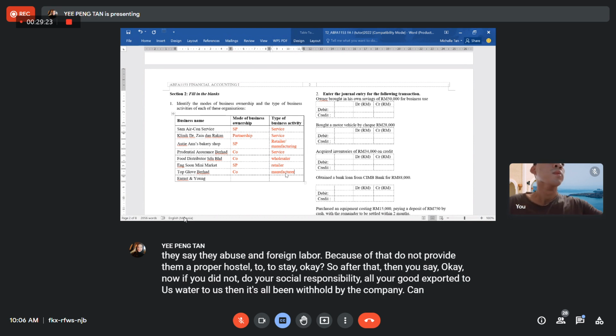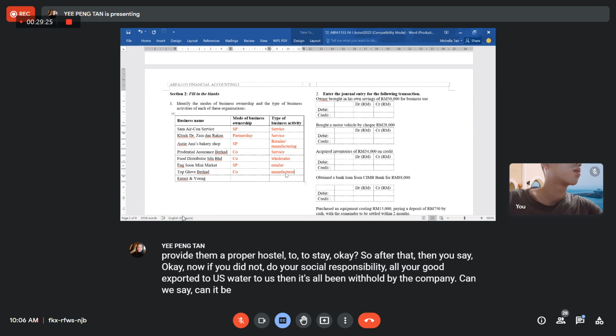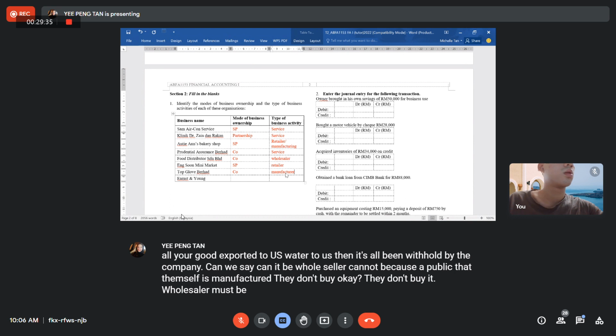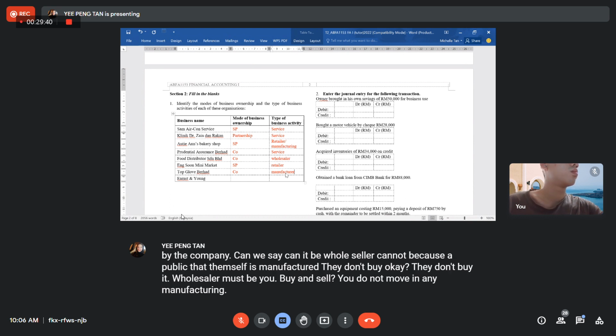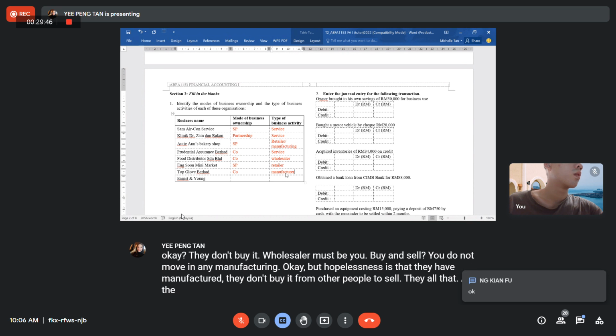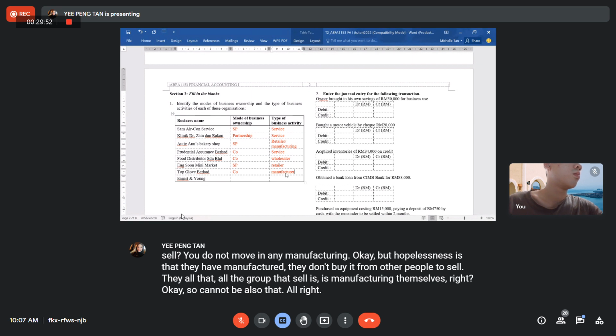Can it be a wholesaler? Cannot, because Top Glove themselves manufacture. They don't buy. A wholesaler must only buy and sell, and not be involved in any manufacturing. Top Glove doesn't buy from other people to sell. All the gloves they sell are manufactured by themselves. So it cannot be a wholesaler. Okay, next.